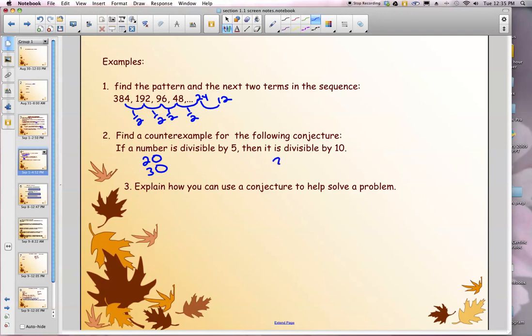But is there a number that doesn't follow the conjecture? Is there a number that's divisible by 5 but not divisible by 10? If there is, then that's a counterexample. And your answer might be anything that ends in 5. Okay? 5 is divisible by 5 but not divisible by 10. 15 is divisible by 5, not divisible by 10. These are counterexamples. Okay, so it says find a counterexample. 5 is a counterexample. 15 is a counterexample. 20 and 30 would not be counterexamples. They're actually showing that it works.